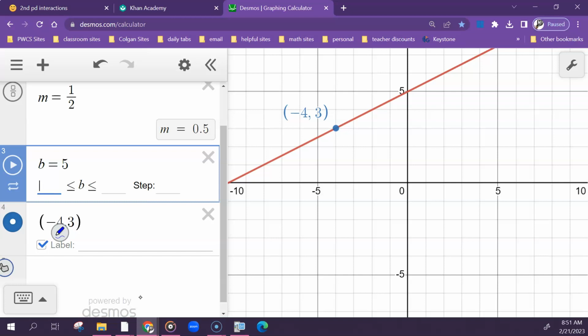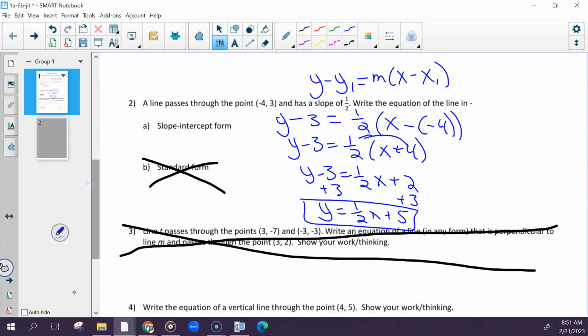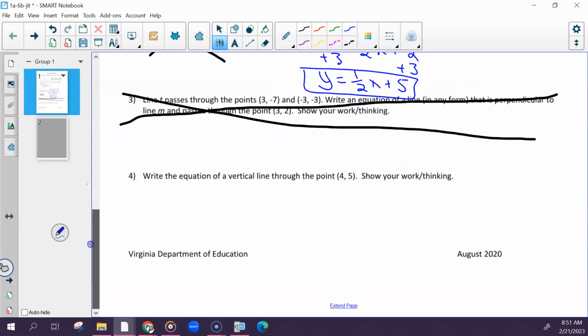I would say if you have time to look at the notes from 2 classes ago when we were doing this, not when we were given 2 points, but just given a point and a slope, and try to practice that on Desmos, so that's a skill you can use when it comes to the SOL. Anyone want to do number 4?